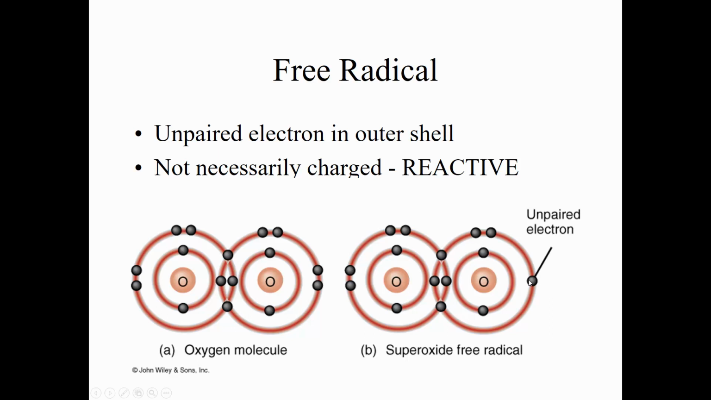And because they have this unpaired electron, they want to react with something. They want their outer shell to be filled like this one. They want pairs. And so they will react with things. They'll react with proteins, and react with DNA, and react with fats. So if they react with protein, you can have a protein that doesn't work anymore. If they react with fats, you can have a membrane that starts to fall apart. If they react with DNA, you can have mutations that didn't used to be there. So free radicals can cause a lot of damage.